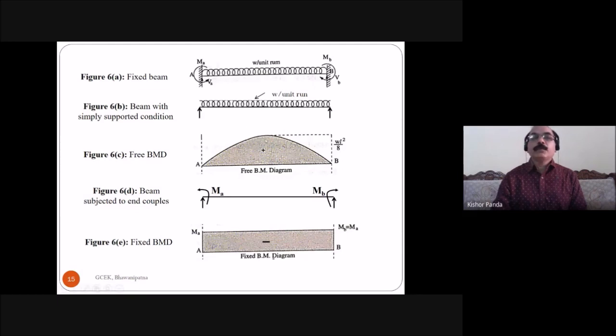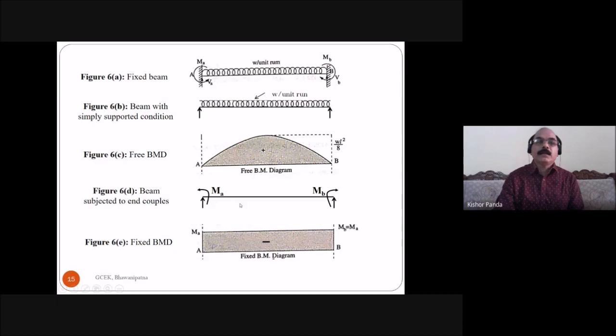is equal to WL square by 8, and the free bending moment diagram is parabolic. The maximum moment is WL square by 8. Already you know this from strength of materials, the simply supported bending moment diagram.